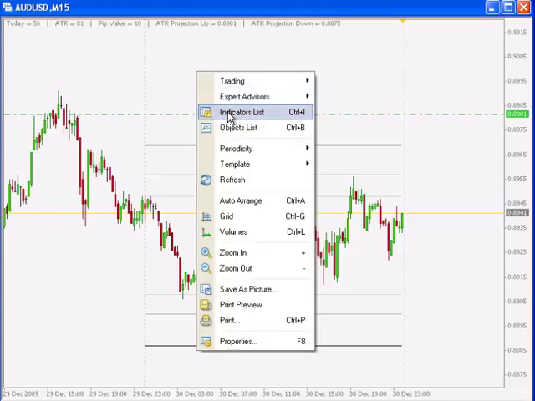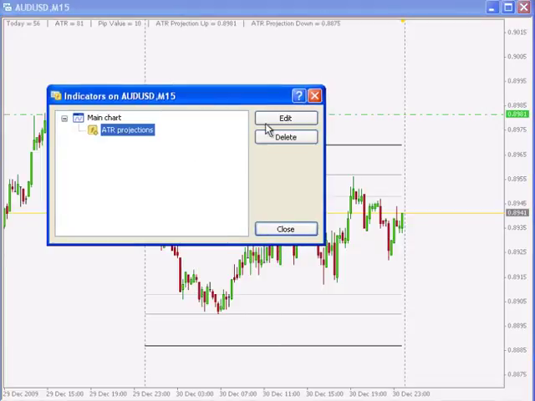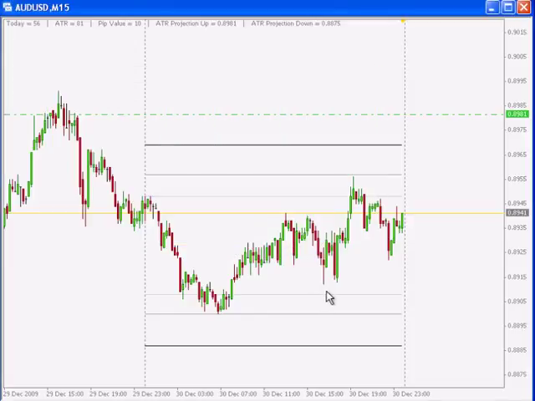By the way, if you right click on the indicator on the chart and go to the indicator list, go to ATR projections and click on edit. Here you can, first of all, edit the average daily range period. As I was saying before, I personally like to set it to 7. You can change that if you want, but my advice is not to. You can also edit the inner and mid average daily range bands, 50% and 70%, and the colors, to your own liking.